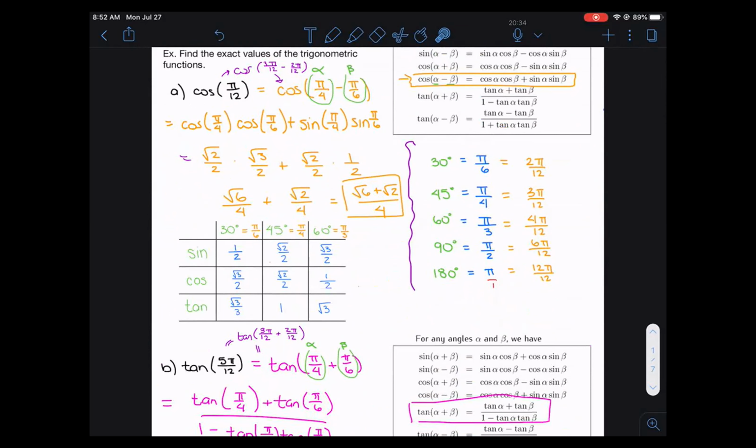Professor, I got 19 pi over 12, I think, cos 19 pi over 12. Yes. So I did cos of 3 over 2 pi plus pi over 12. And then because I didn't know pi over 12, I did pi over 4 minus pi over 6. And then I got pi over 12, and then I added that to 3 over 2 pi. Would that work? Like a two-step thing?